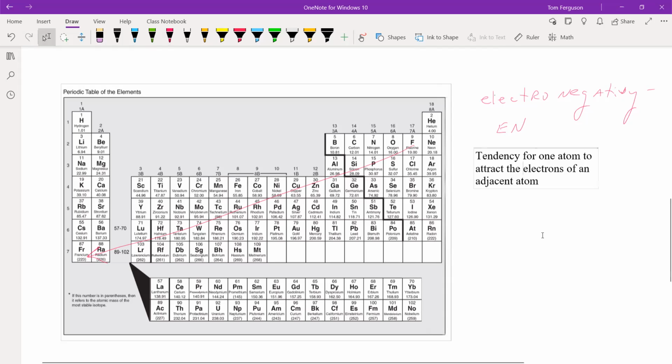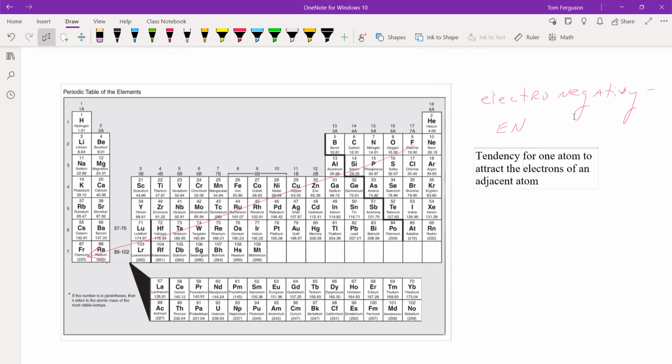Okay, so electronegativity is a tendency for one atom to attract an adjacent atom's electrons. The higher the electronegativity, the more that tendency is. It wants to pull that other atom's electrons away. Fluorine being the strongest, francium being the weakest. So that's trend number one.